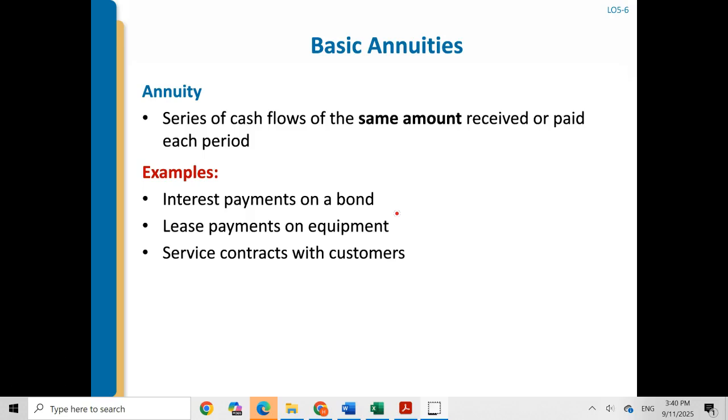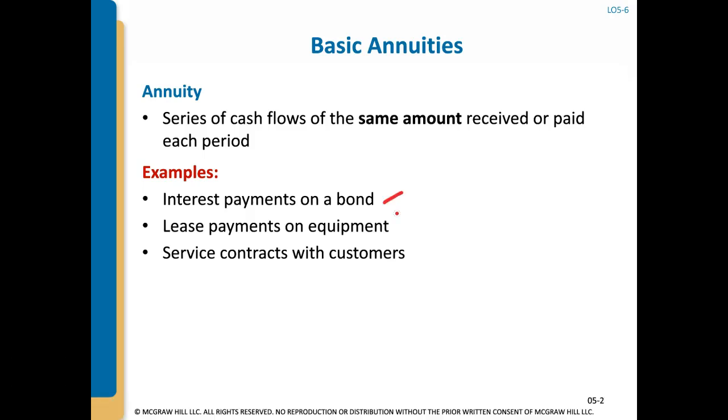Some examples of that: interest payments on a bond, so let's say we have to pay, or we can receive if we sell bonds to someone else, $1,000 a year for 5 years. An annuity would be lease payments on equipment. We're paying the landlord, the lessor, $500 a month for the next 30 months. And service contracts with customers, whether they pay us monthly or quarterly or semi-annually or annually, but it's the same amount every single period.